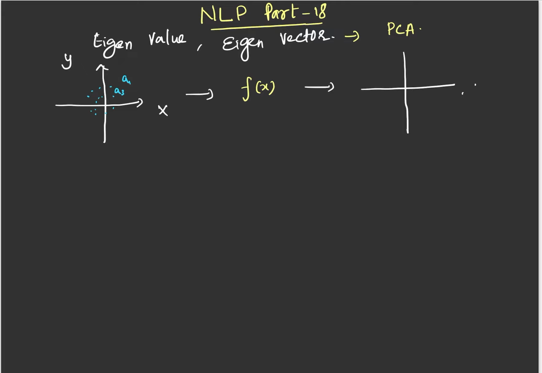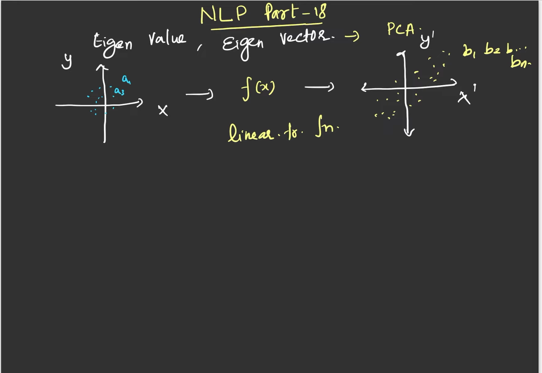x prime and y prime. And these points are mapped in a new plane as b1, b2, b3, etc., bn. So, I call this mapping function a linear transformation function, which linearly transforms my input space into an output space.